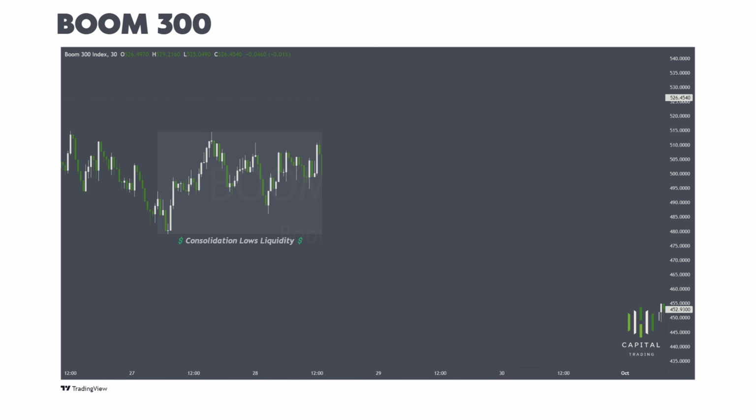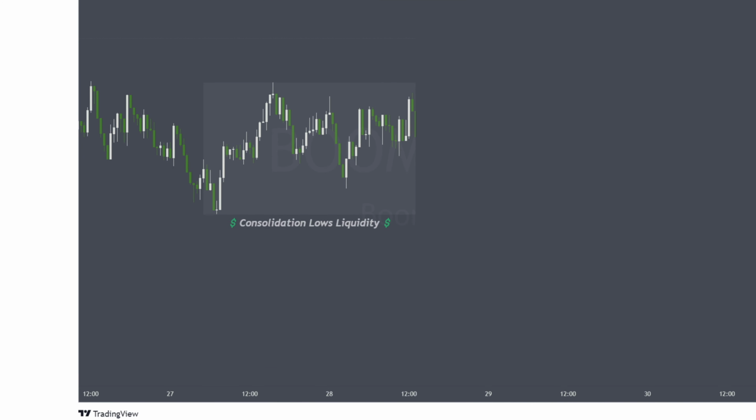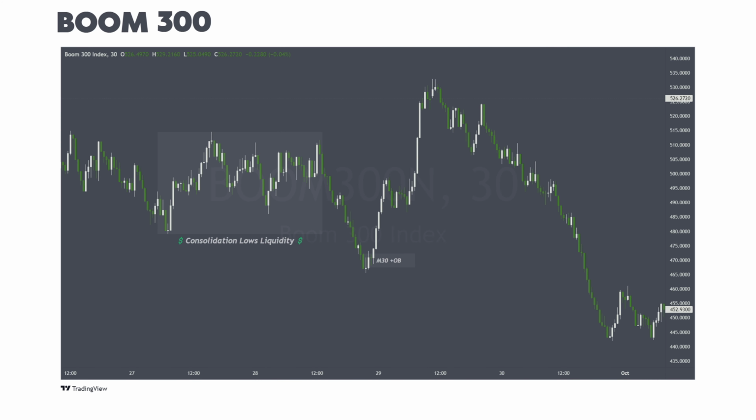$300 chart. So we have price consolidating in this range. We have this high on the upside, then this low on the downside. Then we had price stuck in this range, right? So we then identified consolidation low liquidity, right? So let's see how price performs.